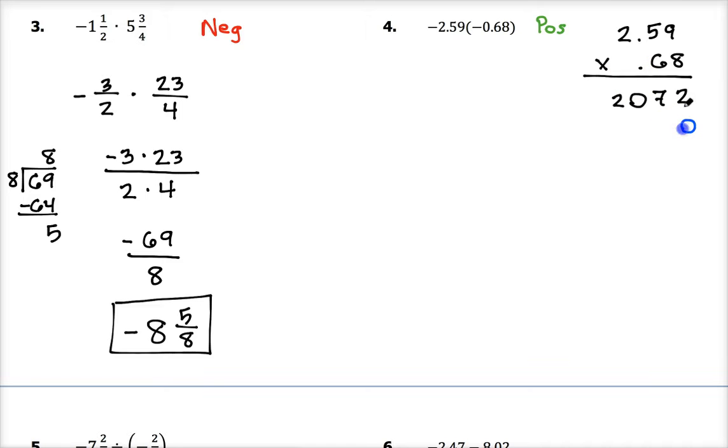I need to put a 0 here. 6 times 9 is 54. 6 times 5 is 30, plus 5 is 35. And 6 times 2 is 12, plus 3 is 15. So we get a 2, a 1, a 6, a 7, and a 1. And we're going to use 4 places after our decimal, so that gives us 1.7612. And our answer, we said again, was positive, so it's positive 1.7612.